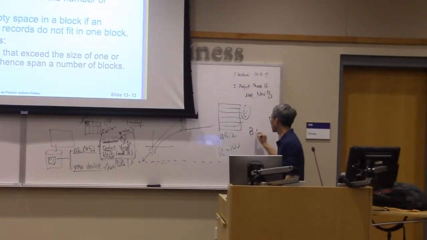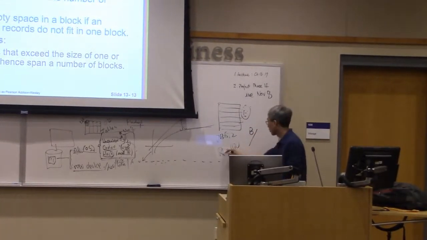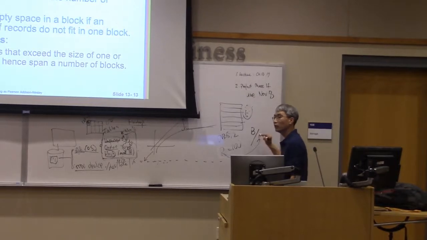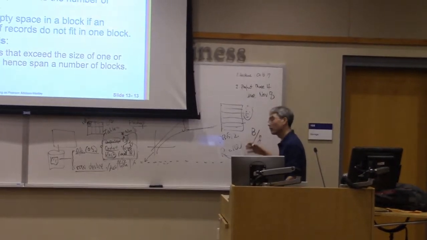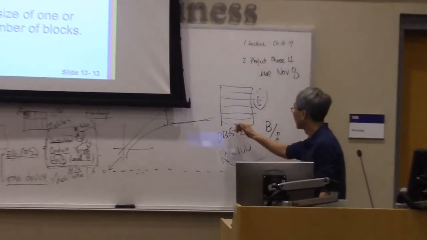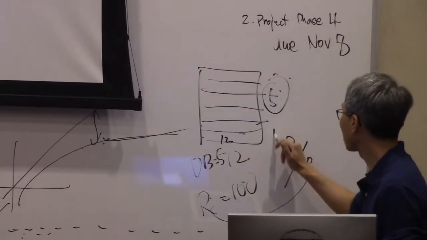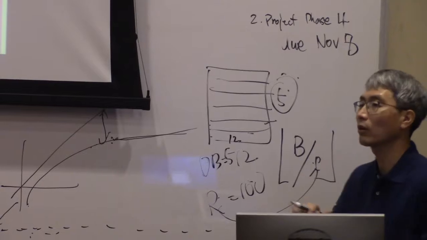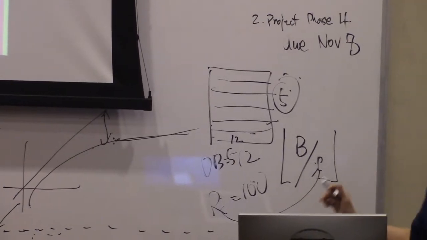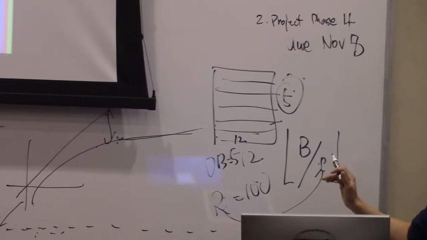Block size divided by the record size. Then can we keep one more record in the remainder? You cannot. So you use the floor function for the blocking factor.